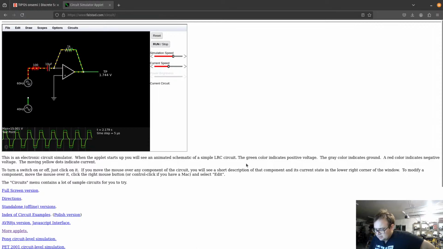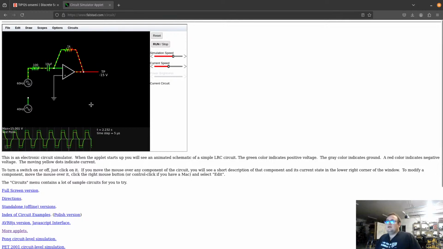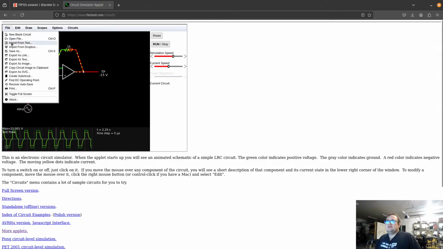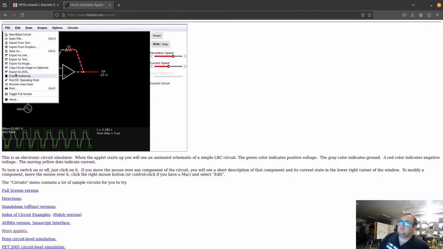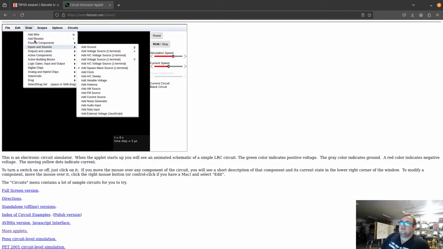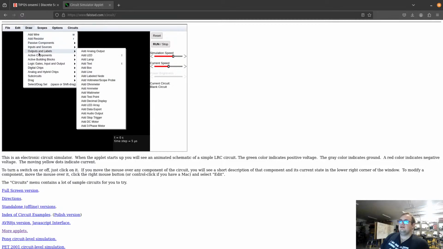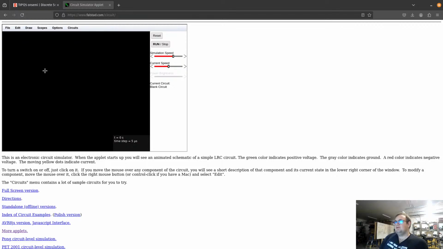So now we are going to do... Yeah. Let's just clear this. We are now doing 3-terminal devices, and this is going to be a nice little BJT circuit. New blank circuit. Draw. Active components. Bipolar transistor. Right there. Nice little NPN.